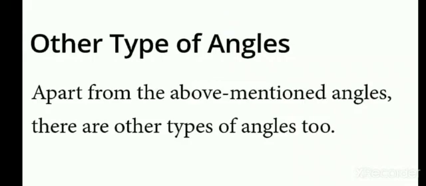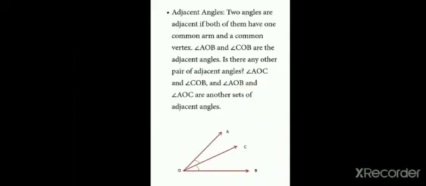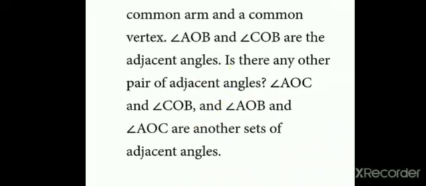Let us study other types of angles. Apart from the above mentioned angles, there are other types of angles too. First one is adjacent angles. Two angles are adjacent if both of them have one common arm and one common vertex. That is, angles AOB and COB are adjacent angles.